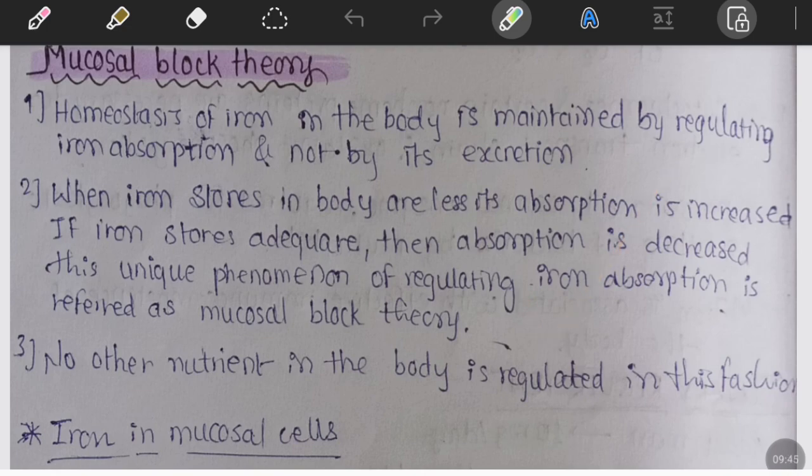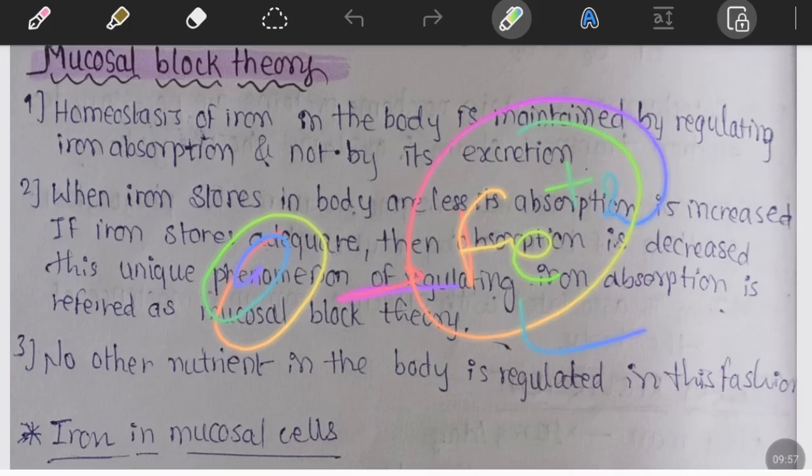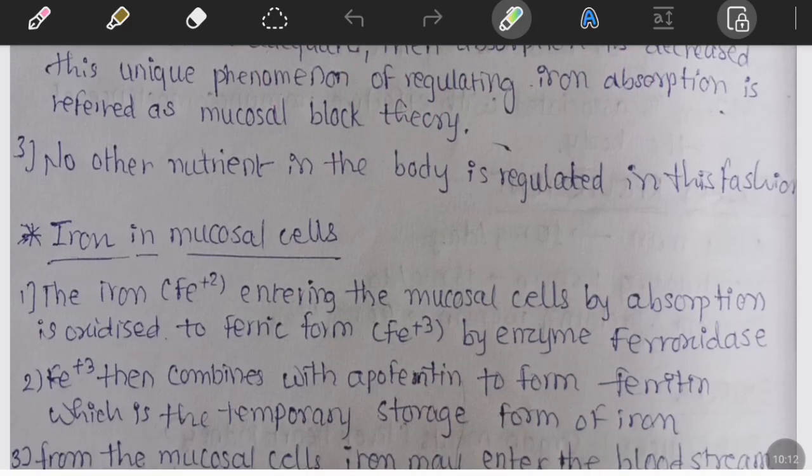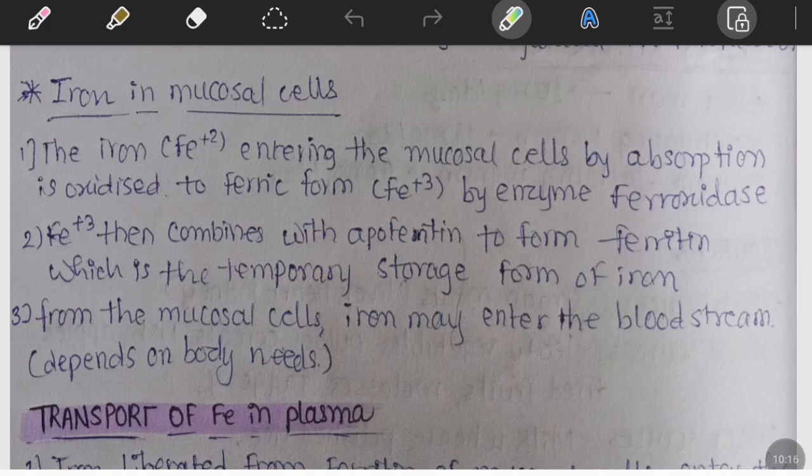Now let's follow one iron atom. Dietary iron enters the mucosal cells mainly as Fe2+, and inside the cell it is converted into Fe3+ by the enzyme peroxidase. Why converted? Because ferric iron can combine with the protein called apoferritin, and together they form ferritin, the temporary storage form of iron inside the intestinal cells. If the body doesn't need iron, it remains stored as ferritin and is eventually lost when the intestinal cells are naturally shed. If the body needs iron, it leaves the mucosal cells and enters the bloodstream.